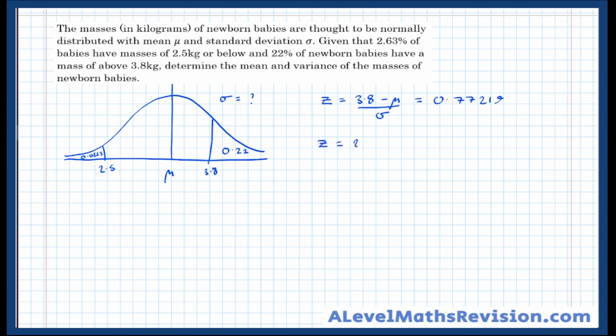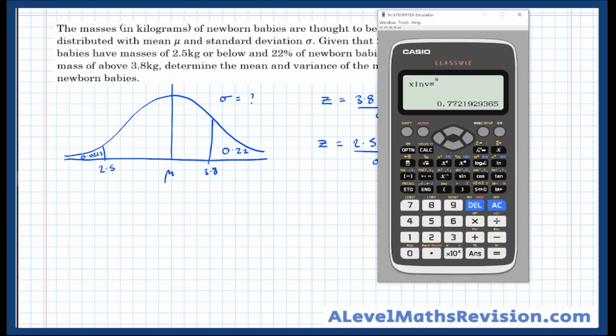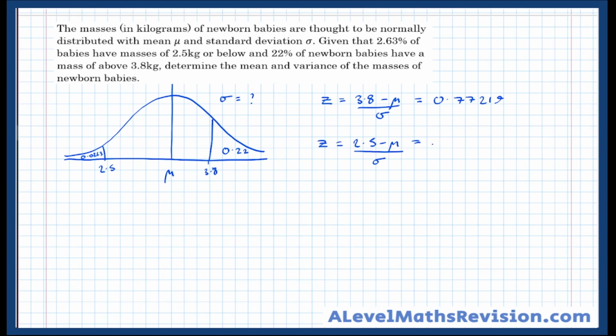So the z value, 2.5 minus mu over sigma, and we're expecting a negative z value because it's to the left of the mean, equals, well, let's put it in there again. So 0.0263 gives minus 1.9382. Like that. So what we've got really now is two simultaneous equations to solve.